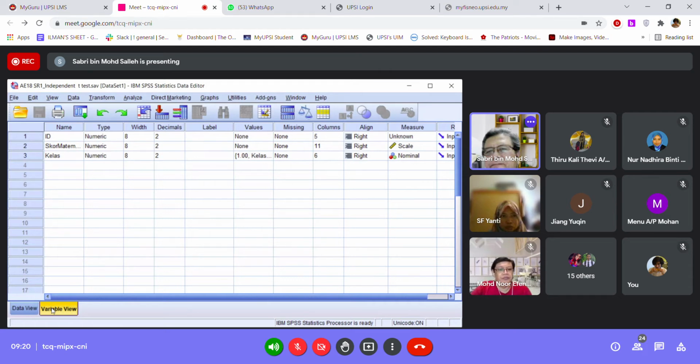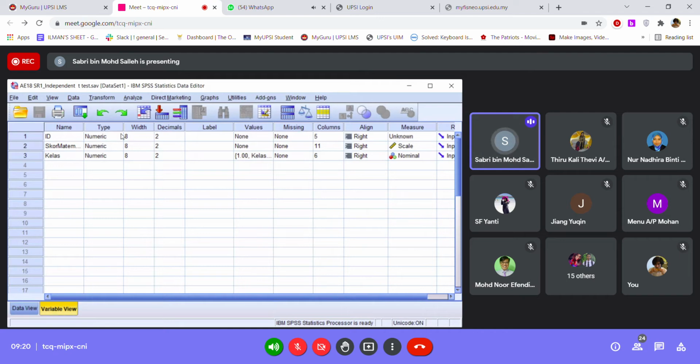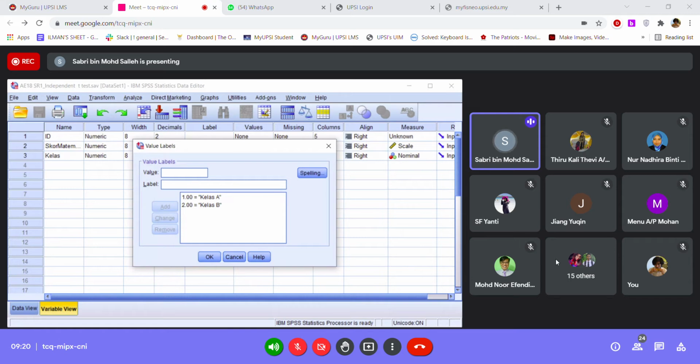ID is either numeric or string variable, tak apa. The math score is numeric. Measure tadi kan? Nominal, ordinal, scale. Class data is nominal lah. Labeling purposes only. 1 is class A, 2 is class B. Okay?